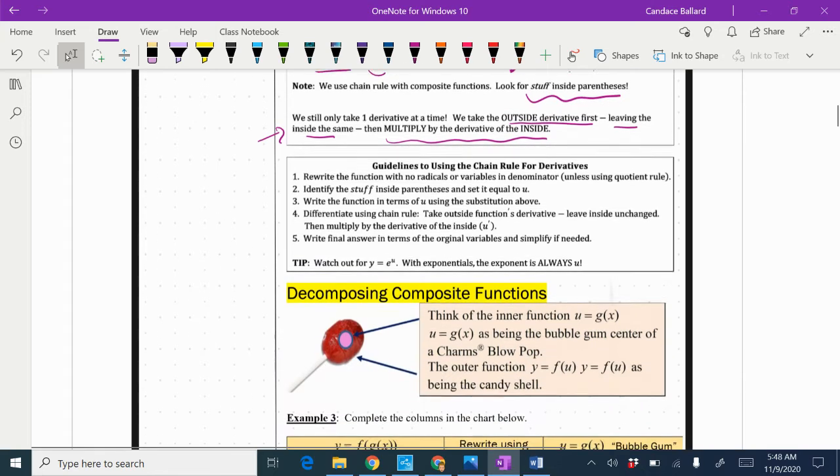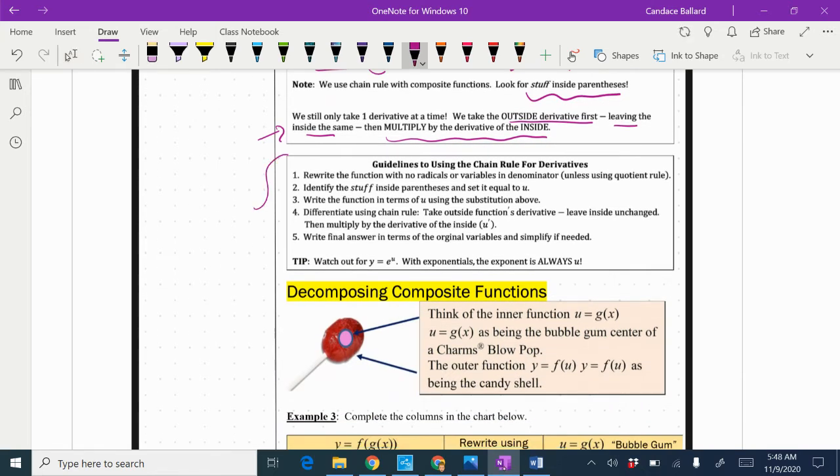These are just some guidelines, so when you forget what you're doing, you come back to this box. First we rewrite the function with no radicals or variables in the denominator unless we're using the quotient rule. Then you identify the stuff inside the parentheses and set it equal to u. We're going to do that in the color orange, so that step is going to be an orange step for us. You're probably going to want some colored pens or pencils.